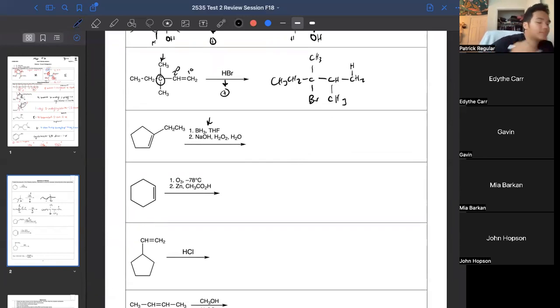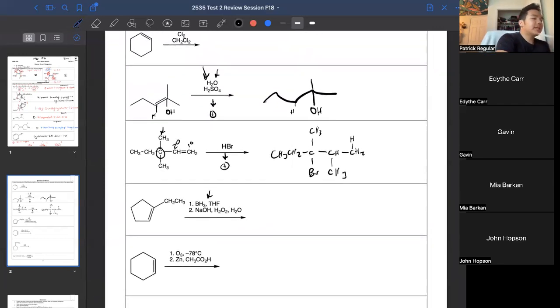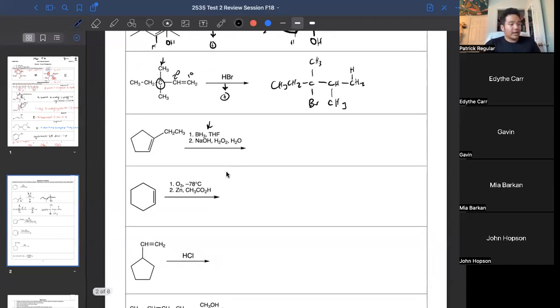Now, hydroboration is an anti-Markovnikov addition of H2O, or basically an OH and an H. So it's pretty much the same thing as hydration, H2O, H2SO4. However, that adds Markovnikov because it has a carbocation intermediate, and it has to be on the most substituted carbon, thus Markovnikov. However, hydroboration is anti-Markovnikov addition.